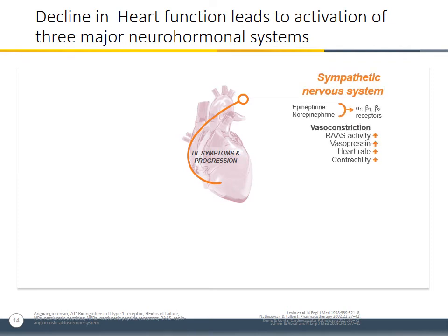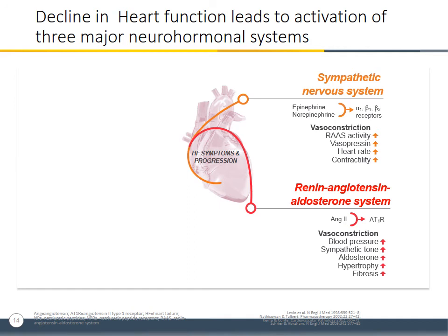There are three major neurohormonal systems controlling a heart failure patient. Number one is the sympathetic nervous system. There are alpha 1, beta 1, beta 2 receptors. Vasoconstriction will happen. RAS activity, what is RAS? Renin, angiotensin, aldosterone system is higher up. Vasopressin rises. Heart rate rises. Contractility rises.